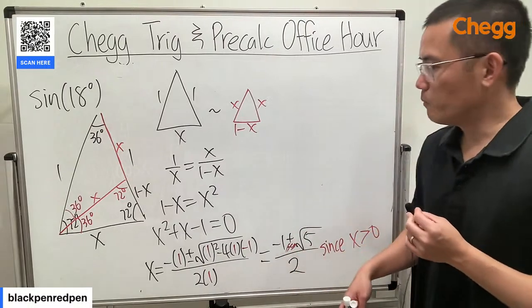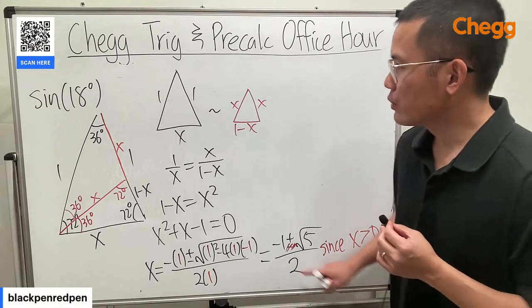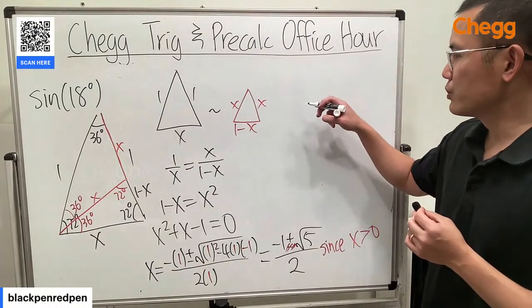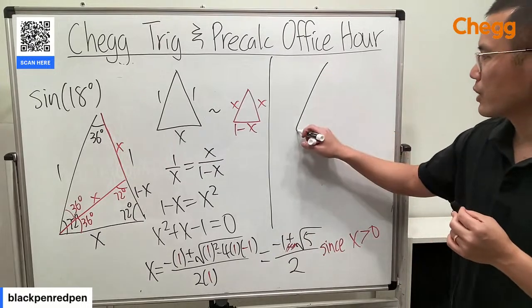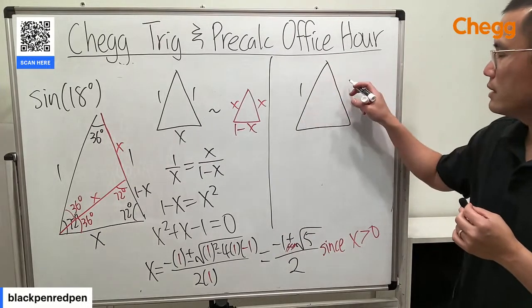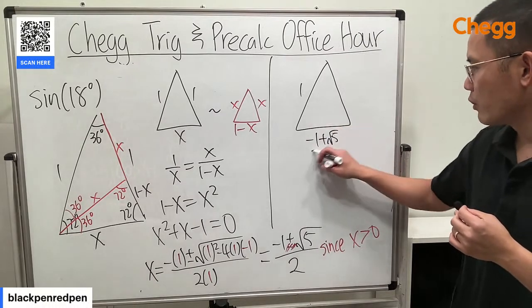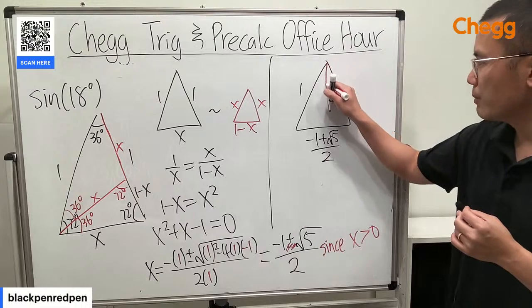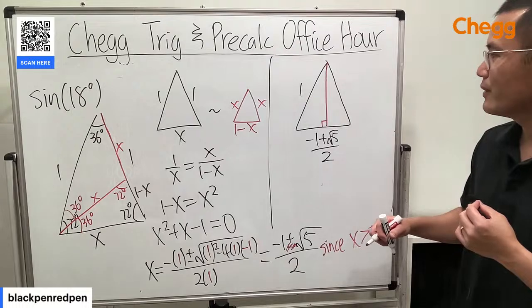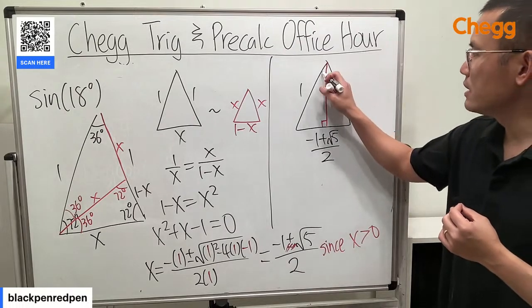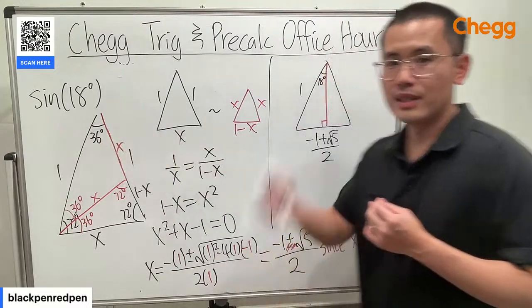All right, and then let's see. I'm going to draw it one more time. Okay, so here's the triangle. This right here is 1. Let's focus on that. And this right here is negative 1 plus square root of 5 over 2. And then just do an angle bisector again. Now we have a right triangle. And we have a right triangle. And this right here is precisely 18 degrees, because originally that was 36. Do angle bisector.